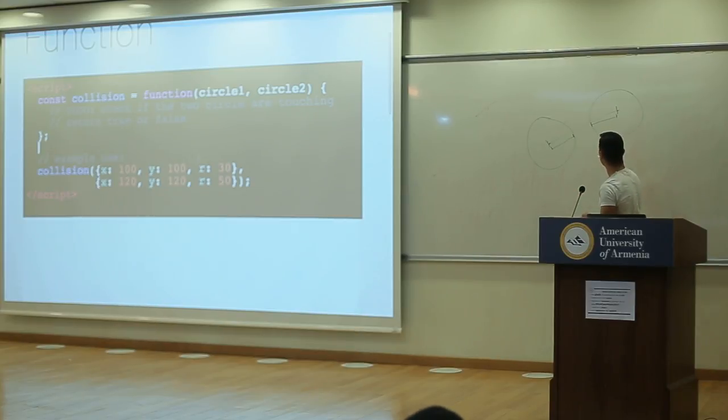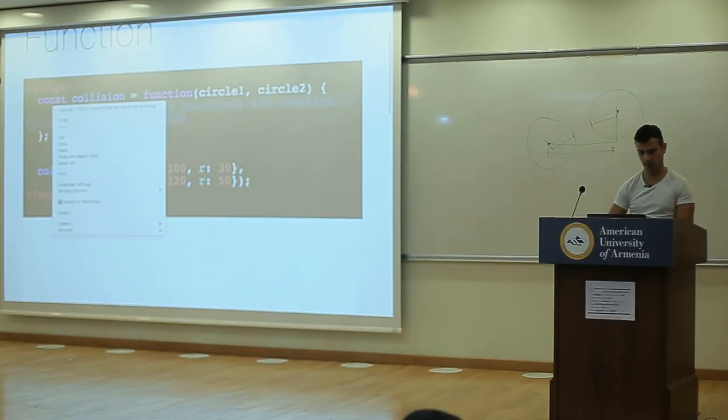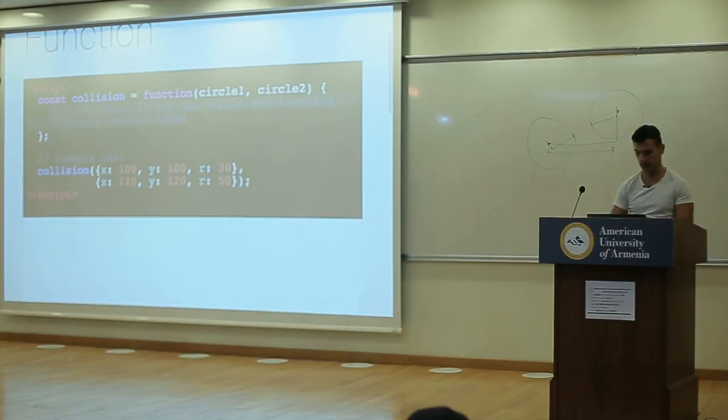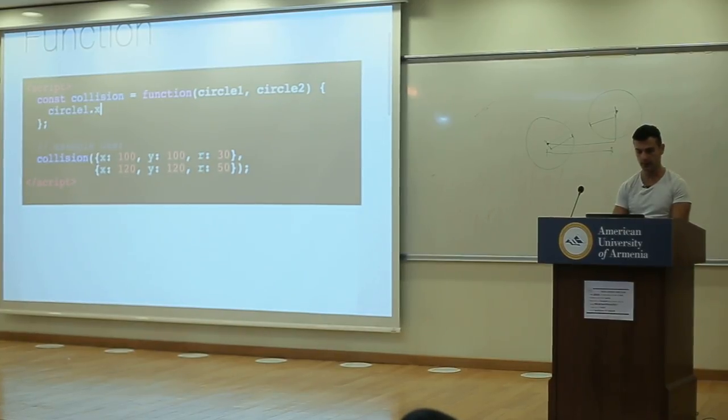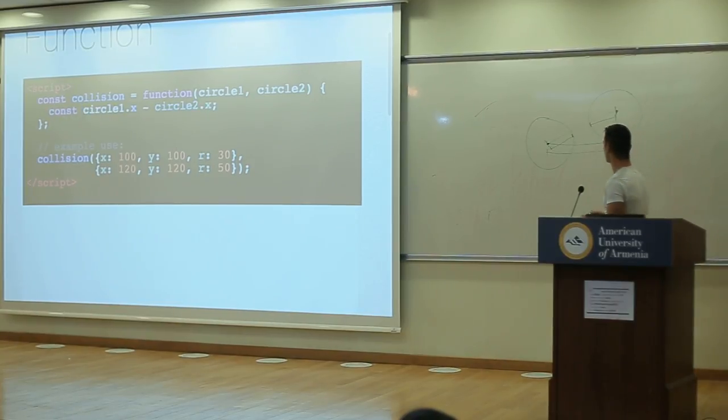Okay. So if we know this and we know this, because if you do this and this, you can get that. Right? So first, how do we find this? Right, so circle 1 dot x minus circle 2 dot x. That will give me what? The run. This one, right? Okay.